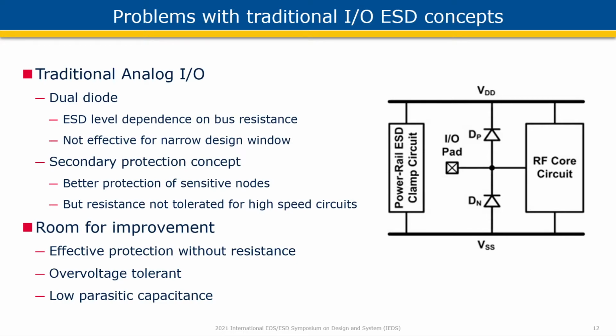We summarize the traditional analog I/O protection approaches. The dual diode approach has good characteristics, but leads to ESD level dependence on the bus resistance and is not efficient for situations where we have a narrow ESD design window. The secondary protection approach provides better protection for sensitive nodes, but is inappropriate for high-speed circuits since it uses a series resistance.